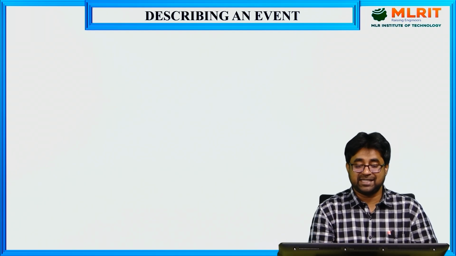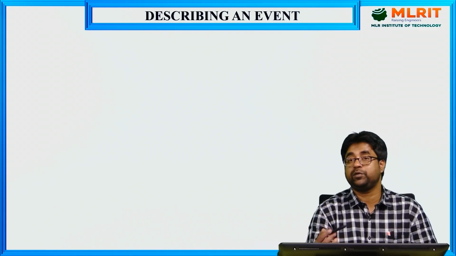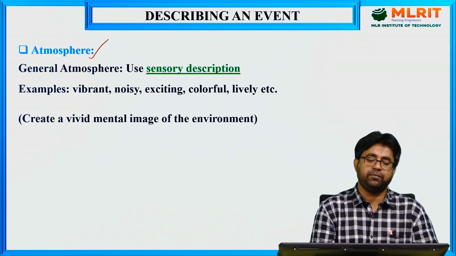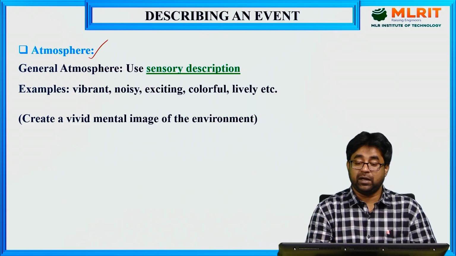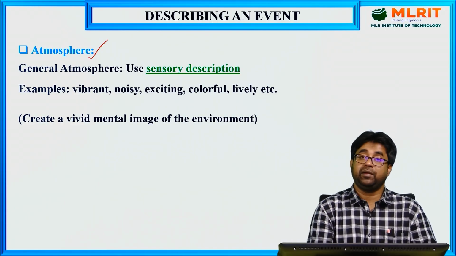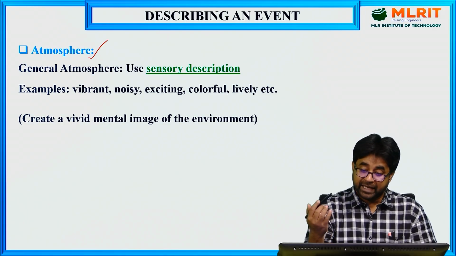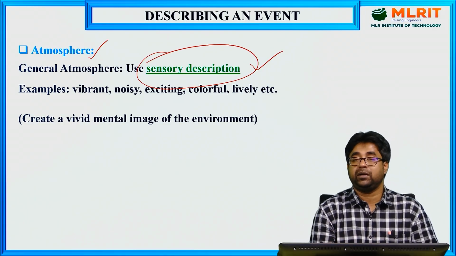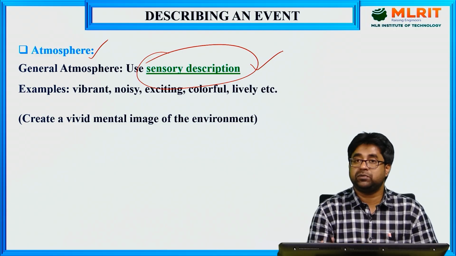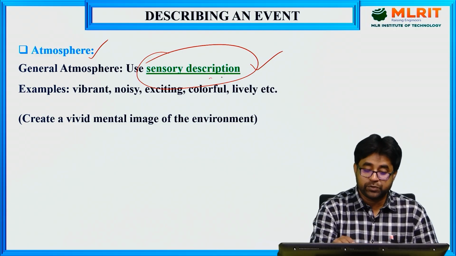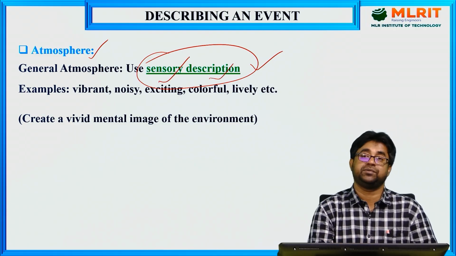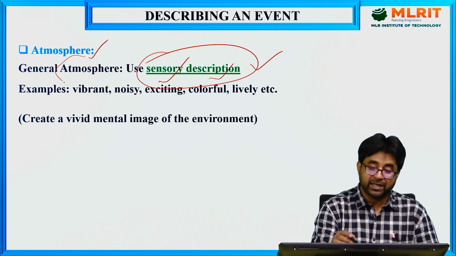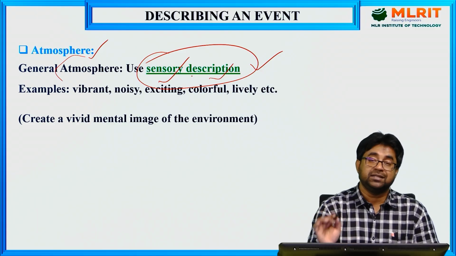Now let's see the next segment. What are the other things that you need to include in your description? Here, atmosphere. Now this is very important, because if you're dealing with a description of an event or place, sensory description is very important. It's not only about factual details. Sensory description also is very important. So when we're talking about the general atmosphere, in that particular segment you can use sensory description.